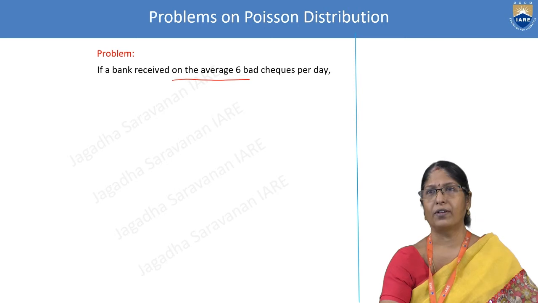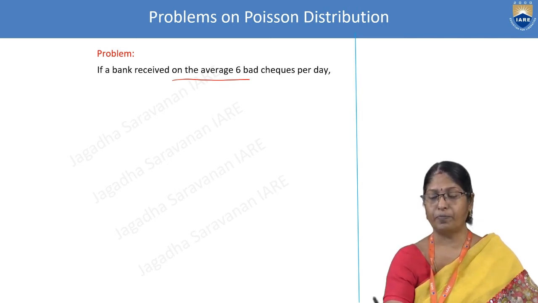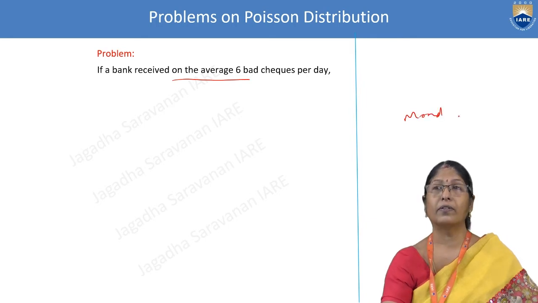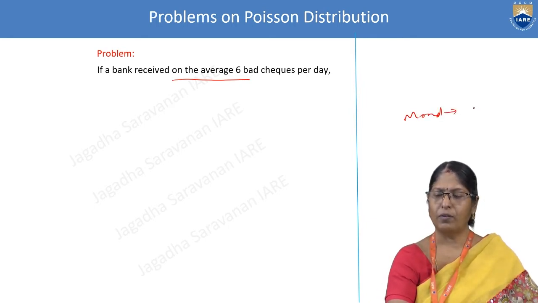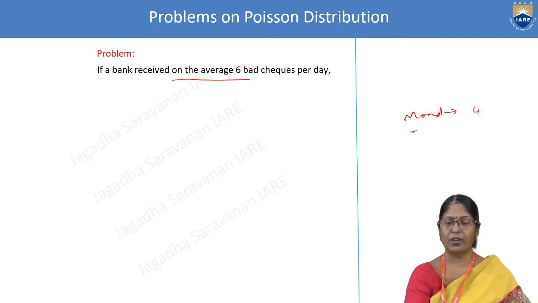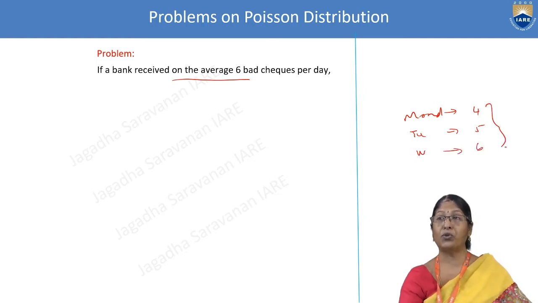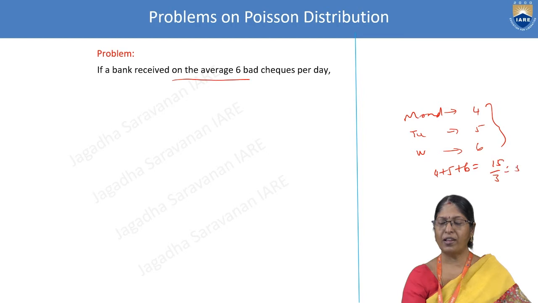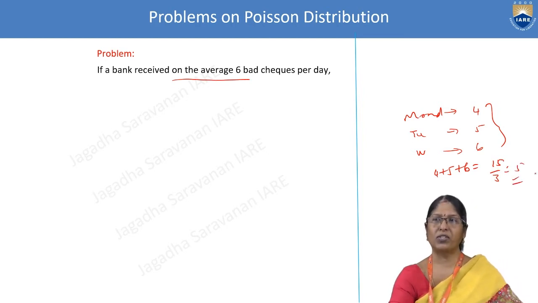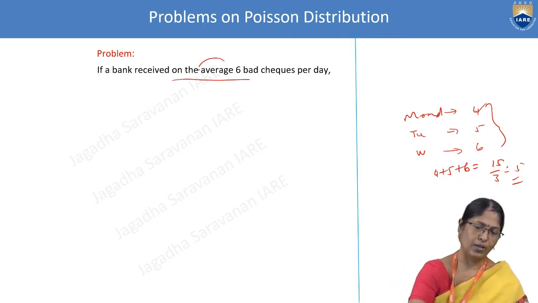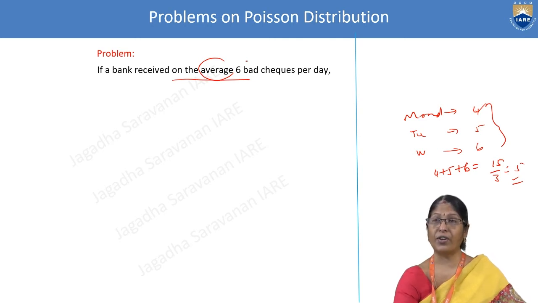Average is different. The meaning of average is, for example, on Monday I am purchasing 4 flowers, Tuesday 5 flowers, Wednesday 6 flowers. So 4 plus 5 plus 6, that is 15 by 3, we can expect an average of 5 flowers. So the count on Monday is different, 4. Here also we did not receive exactly 6 bad checks daily; 6 is the average.